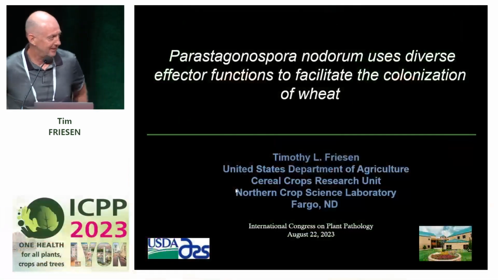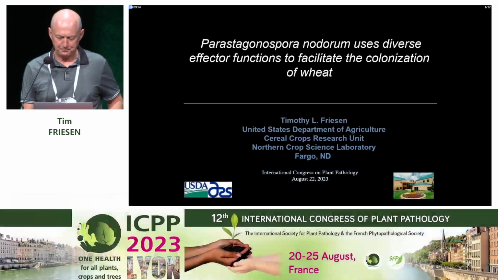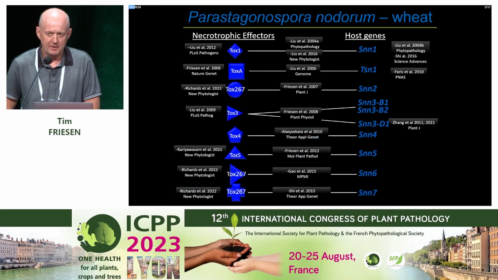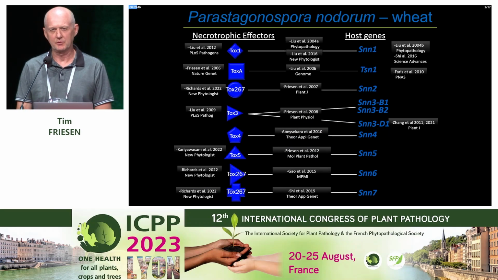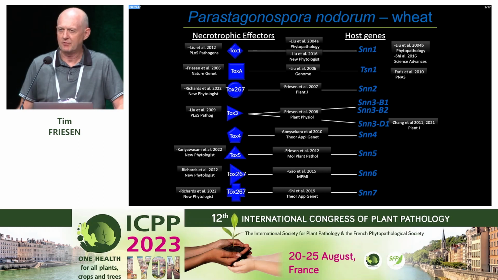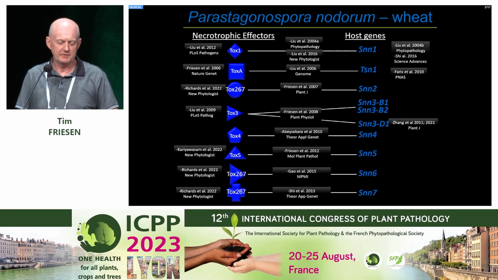Okay, first, thanks to the organizers for a chance to speak in this session. In our lab, we work on the necrotrophic pathogen Parastagonospora nodorum on wheat. It's a little bit of a different pathogen. It actually induces programmed cell death to complete its life cycle.